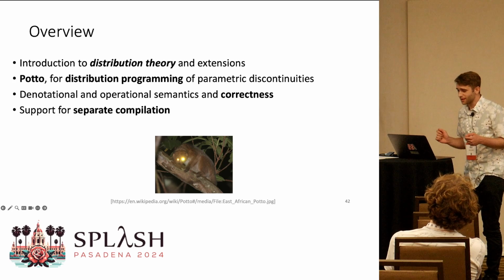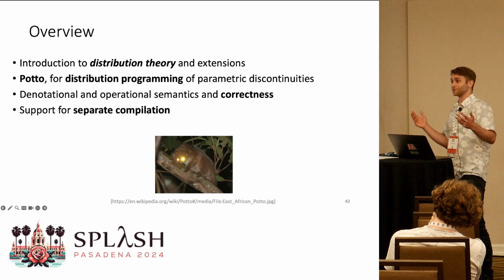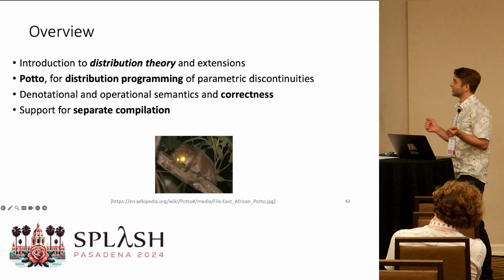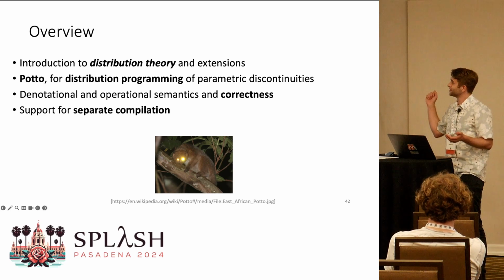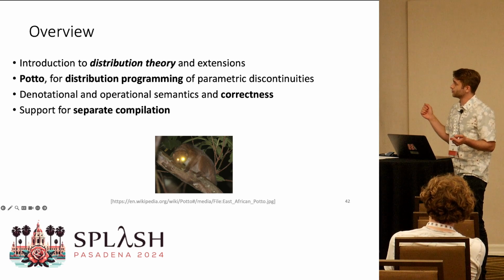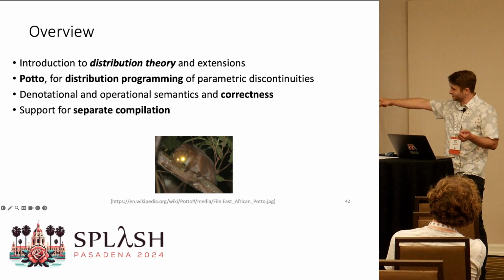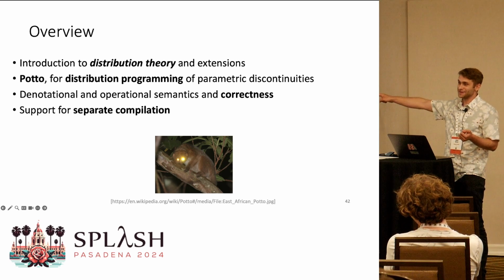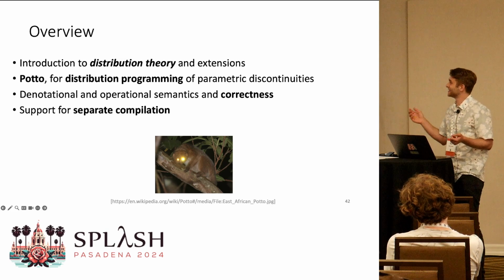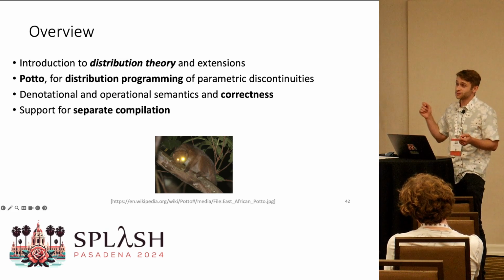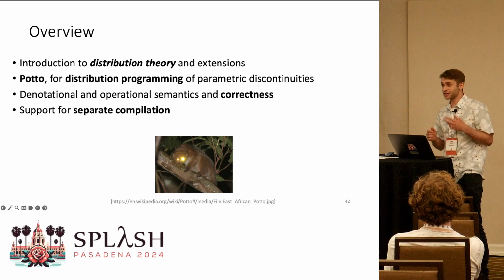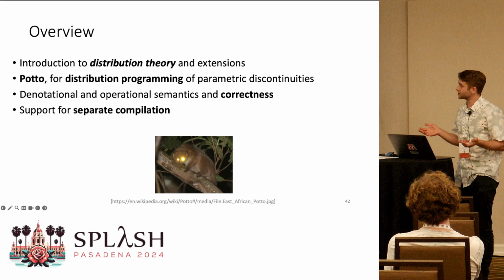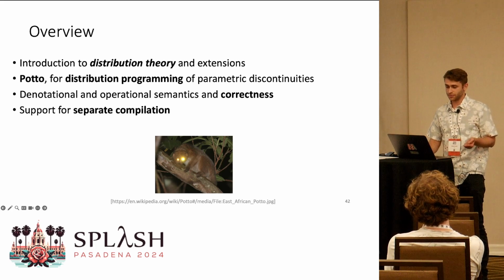So in our work, we account for that boundary term, and an overview of the content in the paper. We provide an introduction to this lovely theory called distribution theory, and we provide some extensions. Implement Potto, which that's a Potto right there. They have spikes on their back, like a Dirac delta, but they're terrifying. Anyways, for distribution programming of parametric discontinuities, and we provide a denotational and operational semantics that we prove correct, and we show that our system supports separate compilation.